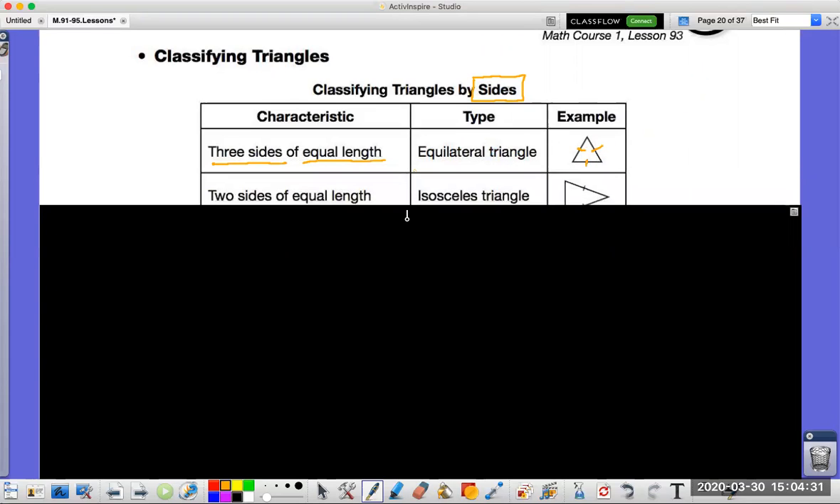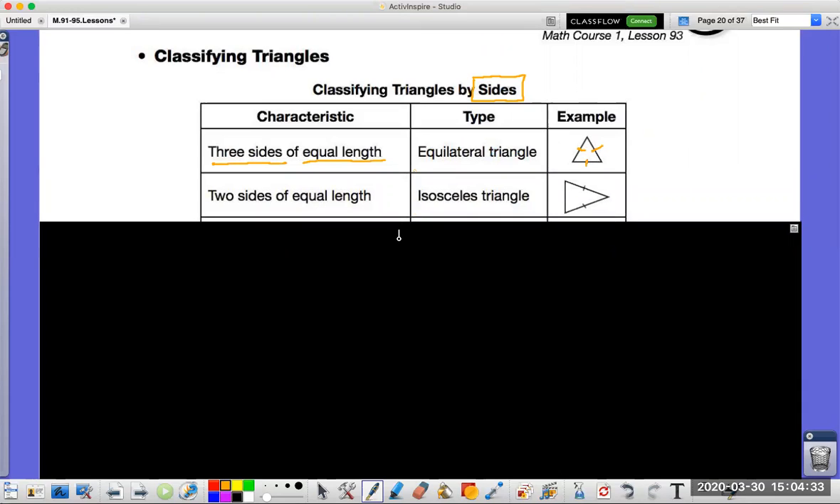All right, looking at an isosceles triangle. An isosceles triangle has 2 sides of equal length. For example, this side and this side are the same length. This side right here is a different length. That side looks to be shorter. These 2 sides are longer, but they're equal in length to each other. And because it has 2 sides of equal length, we would call it an isosceles triangle.